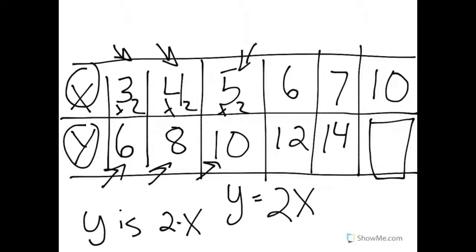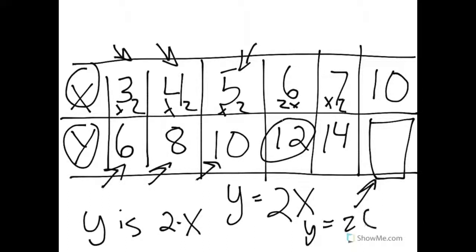Okay? So y, in this case, is 12. Is that the same as 2x? 2 times 6? It is. Okay? 7 times 2 is 14. So now if we had to solve for this blank space, y equals 2x. We know that x in this case is 10. 2 times 10 is 20. Okay, that's what a function is. It's that rule that gets you from x to y, that gets you from your input to your output.